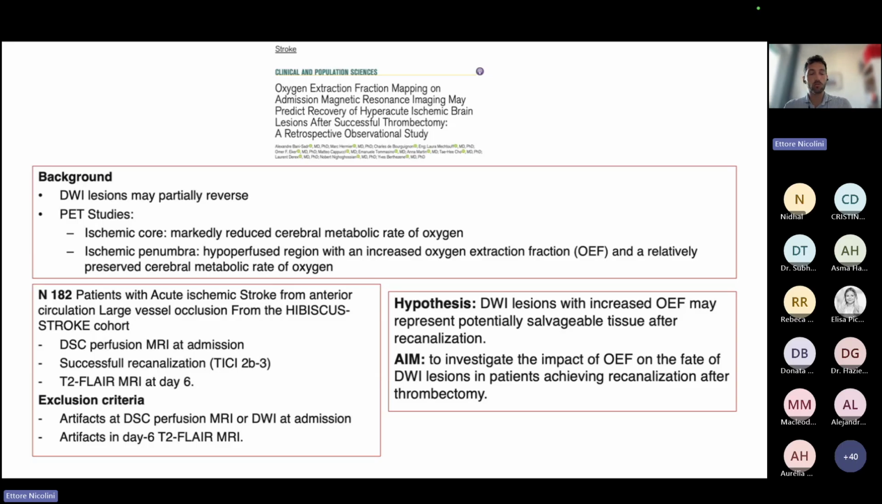To test this hypothesis, the Lyon group analyzed the acute MRIs from 182 patients from the HIBISCUS stroke cohort and compared the acute perfusion imaging to the control at 6 days with FLAIR for the final infarct lesion.